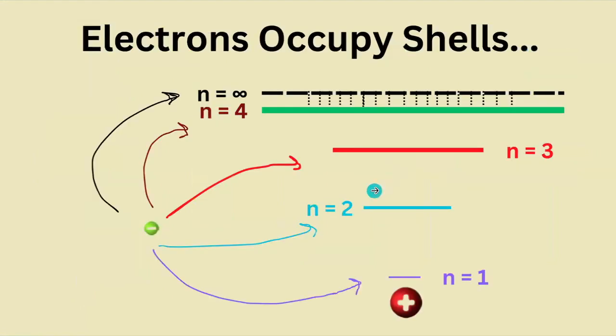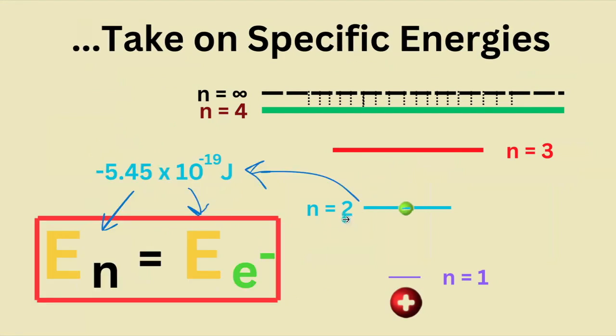It's helpful to quantify shell energy with respect to the electrons which occupy them. And in so doing, electrons take on the energy of the shells they occupy. So if an electron occupies the second shell, for instance, it's going to have exactly the amount of energy associated with the n equals 2 shell, negative 5.45 times 10 to the negative 19 joules.